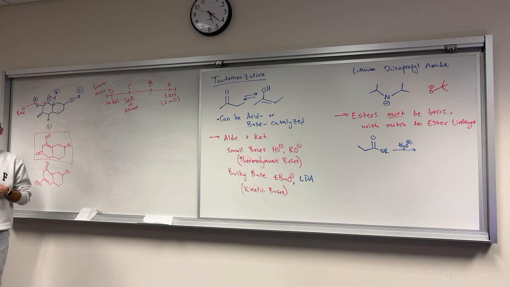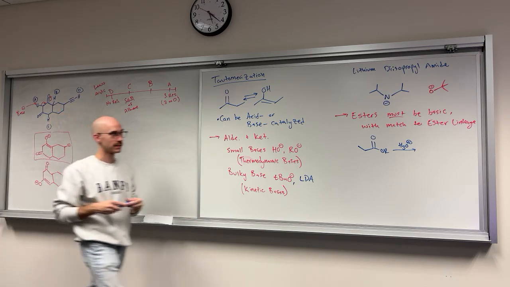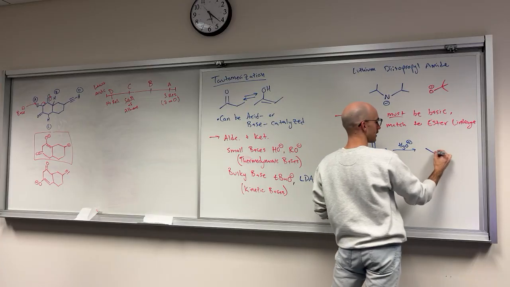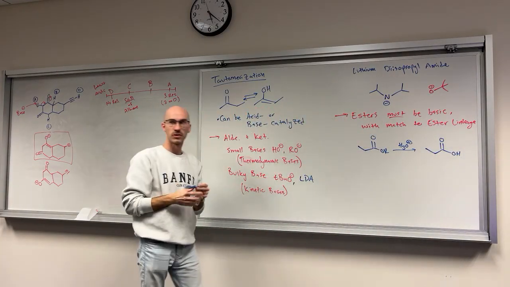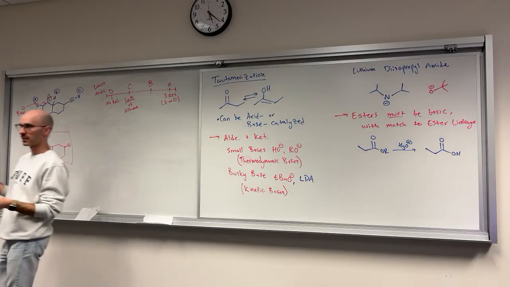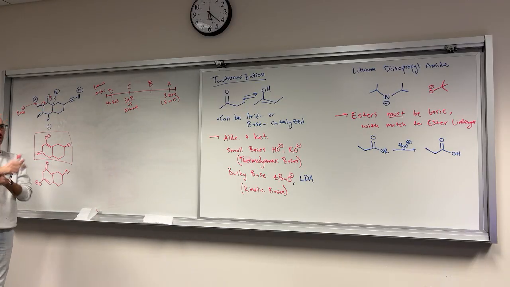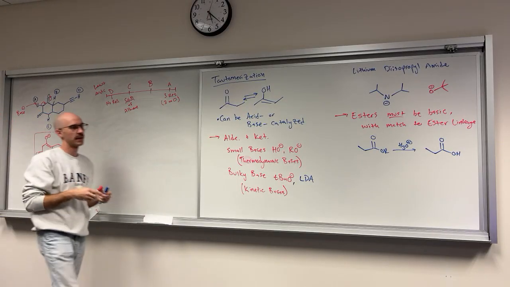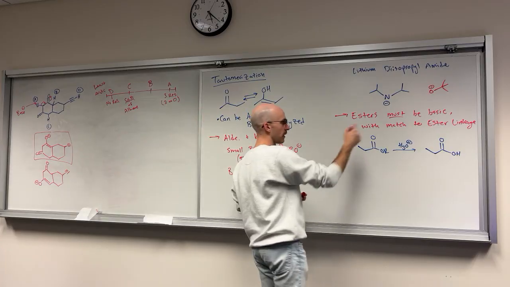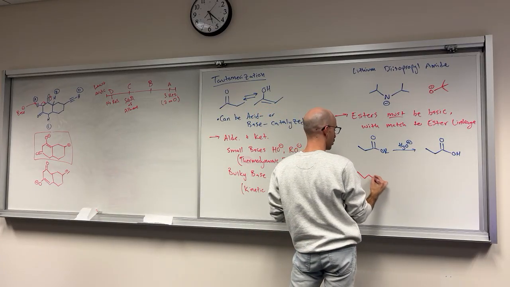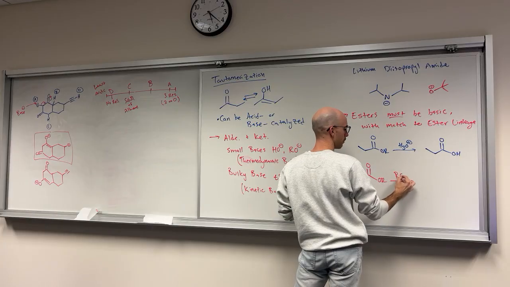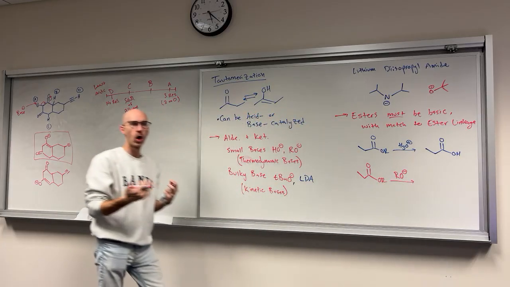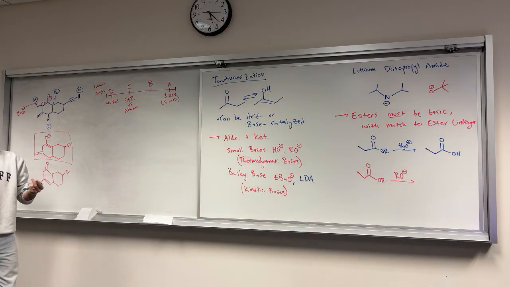Carboxylic acid. This is acid catalyzed hydrolysis. That's not tautomerization, which is why we won't use acidic conditions to make tautomers of our esters. When I say here that we need to have a matching ester linkage, what I mean is that the base, RO-, must be something that matches the OR group of the ester.